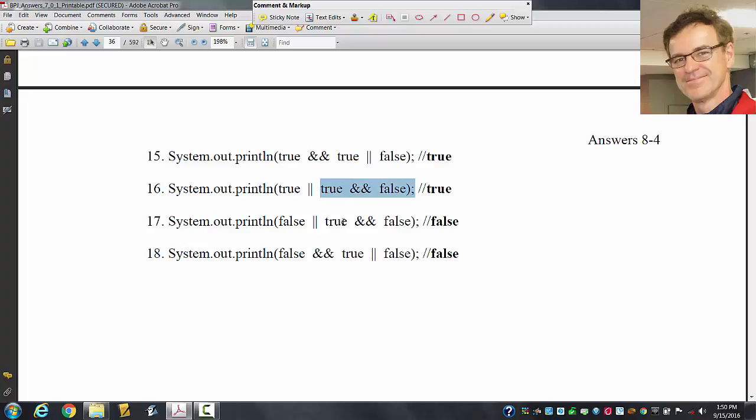Next one, true and false. Both sides are not true, so it's false. So we have false or false makes false. And number 18, let's see, we do the and. So false and true make false, and false or false, well, that makes a false also. The lesson 8 exercises. Okay, most of those are really good questions for an upcoming quiz.